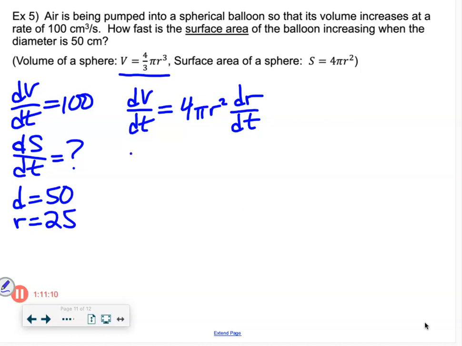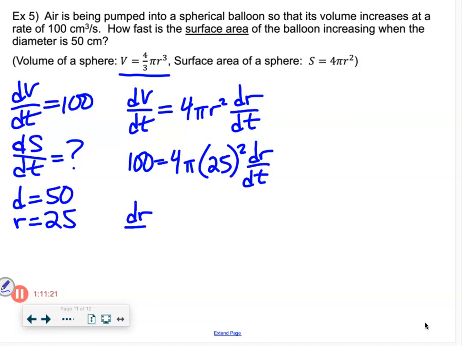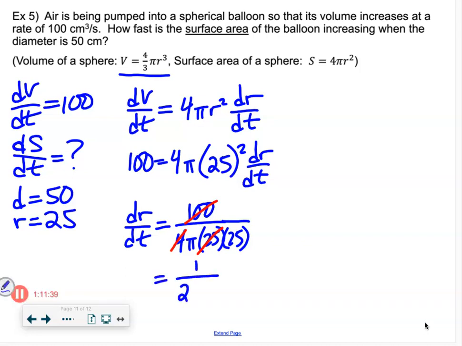We know dV/dt is 100, and we know our r is 25. So we can solve this for dr/dt, and we get dr/dt is 100 over 4 times pi times 25 times 25, and then we can cancel, goodbye, goodbye, goodbye, and our dr/dt is 1 over 25 pi.